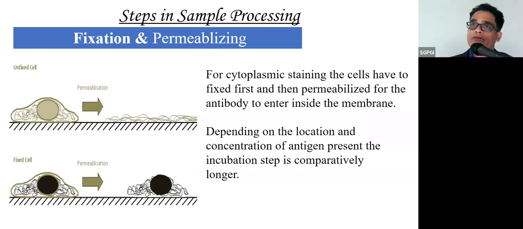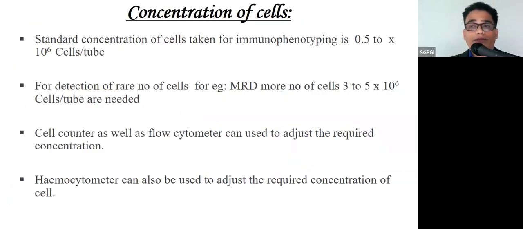So while counting cells, you should consider 50% cell loss or additional loss. You should have more sample when you dilute or lyse the sample if you have cytoplasmic staining. And the most important thing is the concentration of the cells. The standard concentration of cells taken for immunophenotyping is 0.5 to 1 million cells per tube.